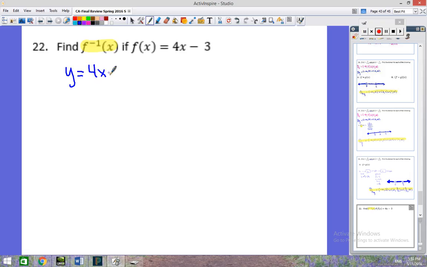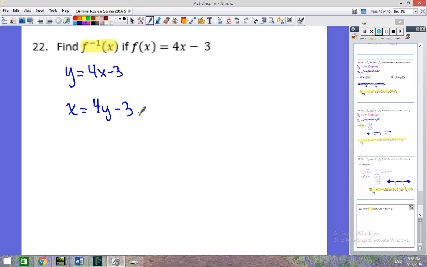So if we write our equation, y equals 4x minus 3. Well, when you're finding the inverse of a function, you switch the domain and range. The domain is a set of x's and the range is a set of y's. So if I'm switching the domain and range, in this equation, I have to switch these variables. So everywhere I see a y, I rename it as x. And where I see an x, I rename it as y.